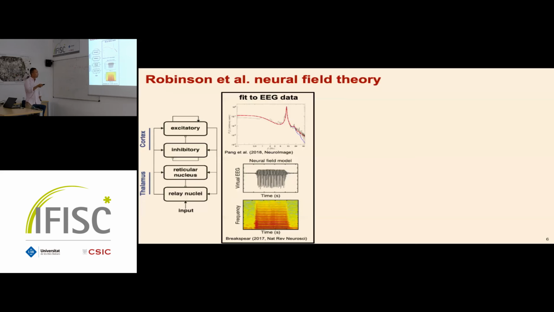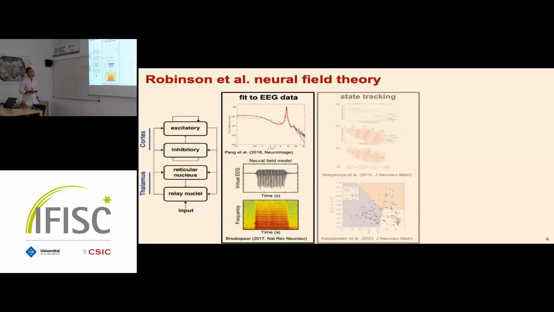A particular example here is the Robinson et al. corticothalamic neural field theory, where you can have 4 different populations, 2 in the cortex and 2 in the thalamus. And this simple model has predicted a lot of features, say, in EEG. It fits a lot of the power spectrum of typical EEG data, especially the harmonics. It has predicted seizures, and it can also be used to do state tracking, so basically different sleep states, for example, and even anesthesia.